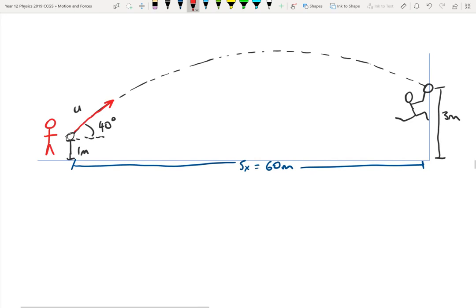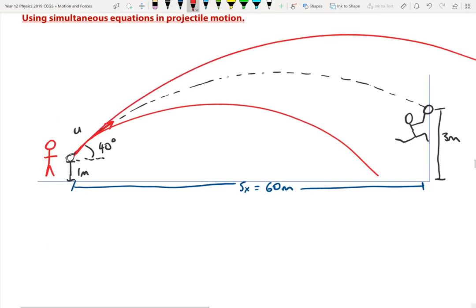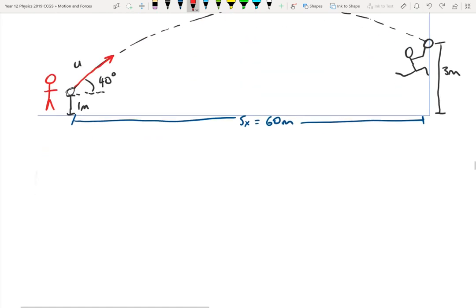Have a look at the screen for me now. If he kicks it too slow, it'll do this. If he kicks it too fast, it'll do that. But at just the right speed, it will exist at that coordinate at that time. Okay? So there will only be one solution to solve for u.